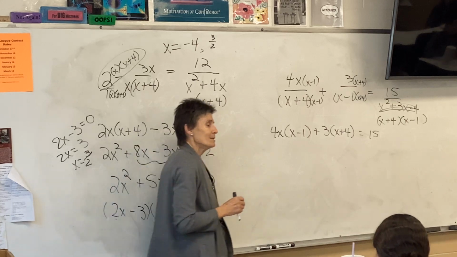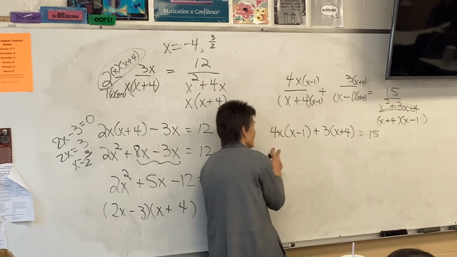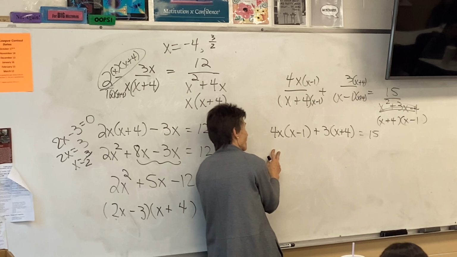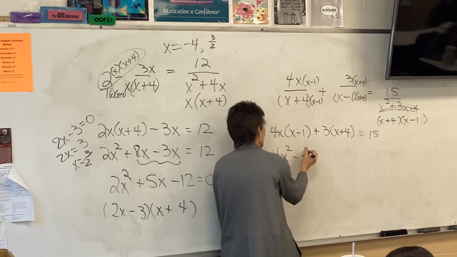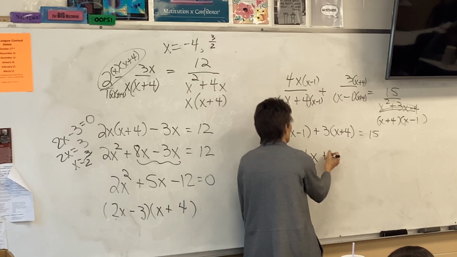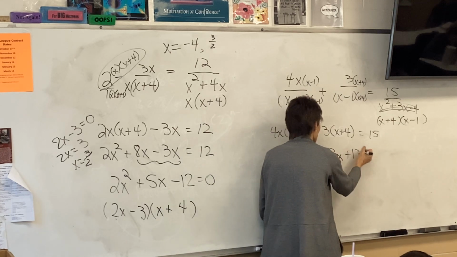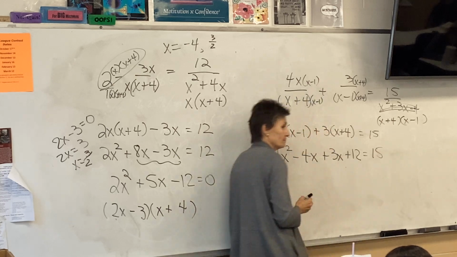Okay. Now, what do I do next? Distribute. So 4x squared minus 4x plus 3x plus 12 equals 15.